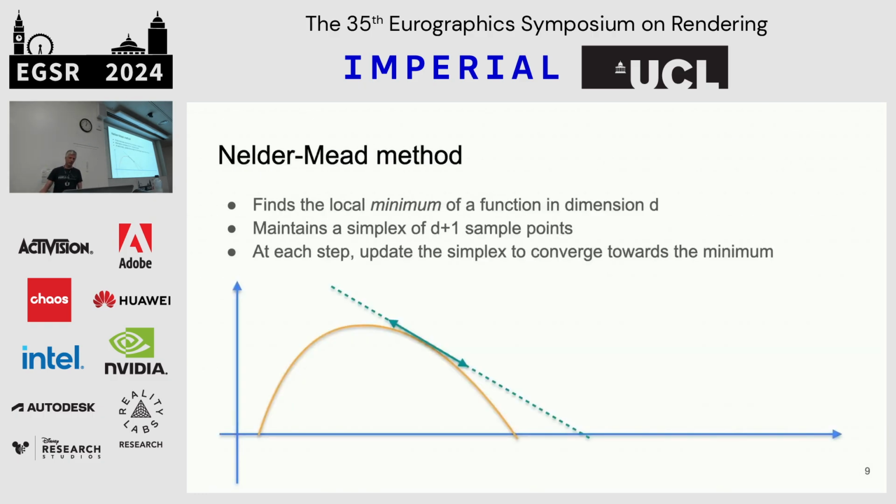I'm going now to explain briefly what the Nelder-Mead method is. It's a generic method to find the local minimum of a function in dimension D.